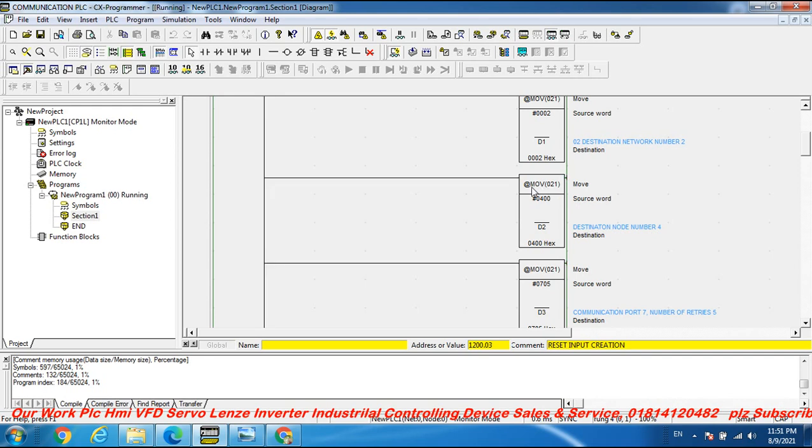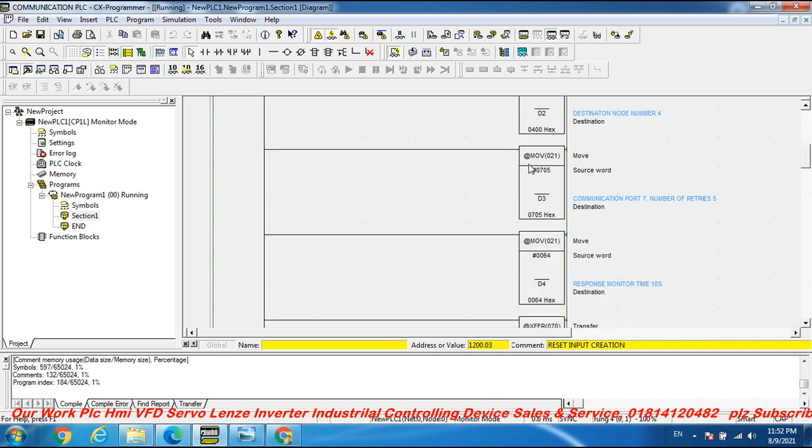And friend, move #0400, the source word and destination node number. The destination node number is 4 and the destination unit is 0. This is the node number move.